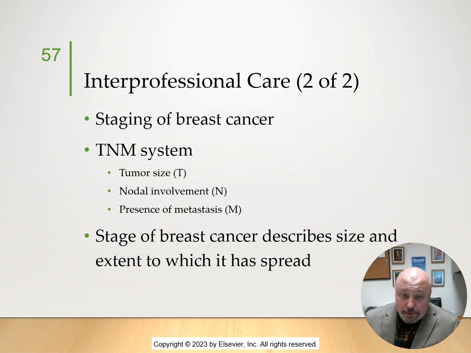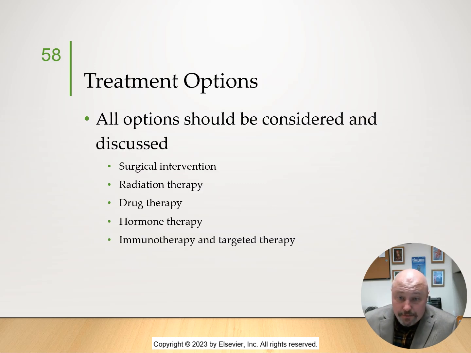For the staging of breast cancer, we would use the TNM system, meaning the tumor size, the nodal involvement, and the presence of metastasis. The stage of the breast cancer describes the size and extent to which it is spread. All options should be considered and discussed, including surgical intervention, radiation therapy, drug therapy, hormonal therapy, and immunotherapy, along with targeted therapy.